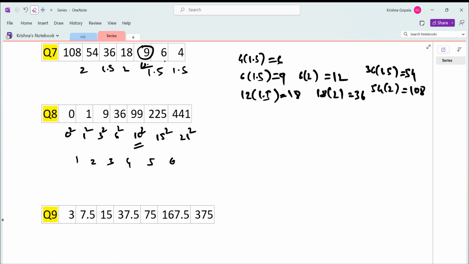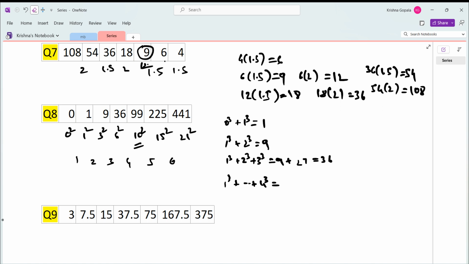Now, another part of the problem. Oh, this is a beautiful series. I'll tell you. 0 cube plus 1 cube is 1. 1 cube, that is this, plus 2 cube is 9. Then 1 cube plus 2 cube plus 3 cube is equal to 9 plus 27, which is 36. Right? Similarly, 1 cube plus whatever plus 4 cube: 36 plus 64 is 100.